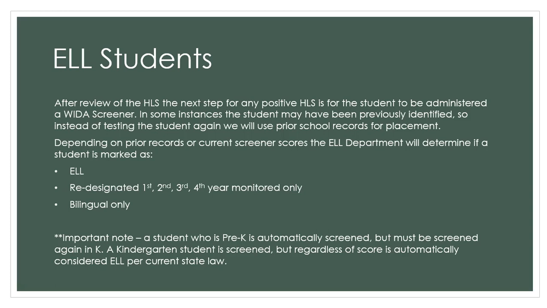So we'll screen them in pre-K, they'll go through pre-K, and then again in kindergarten, we're going to make sure that they're screened again to make sure that they're progressing, and then a kindergartner is screened. But regardless of that score, because they are so young, they're automatically considered ELL for their kindergarten year per the current state law that we have for Oklahoma.